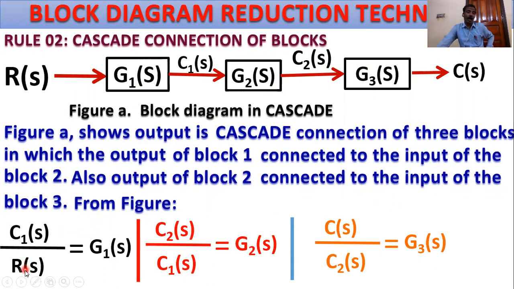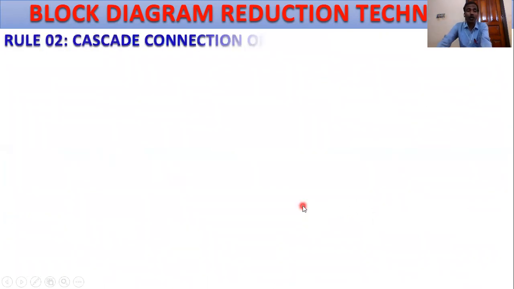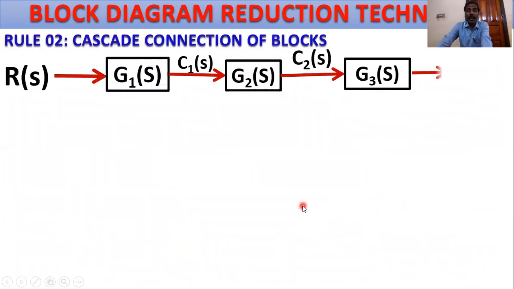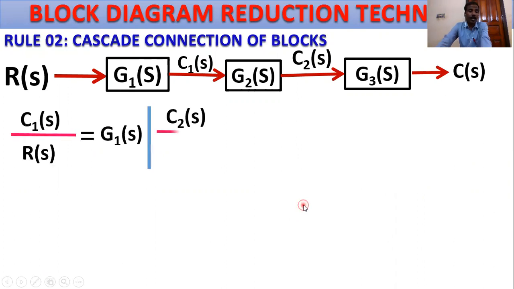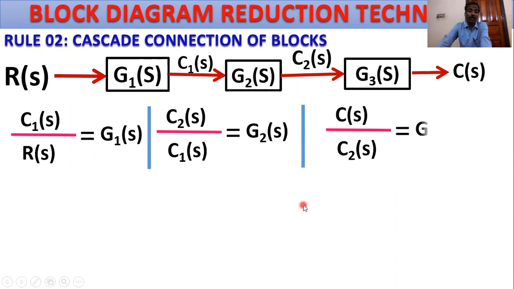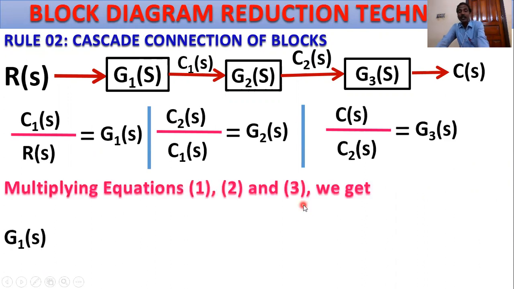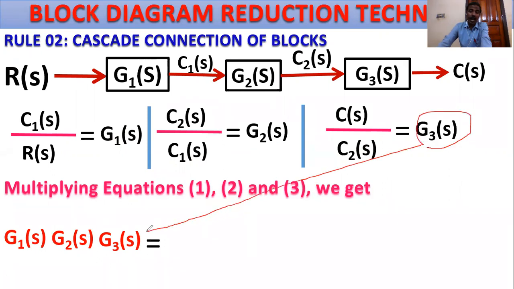For the first block, the transfer function is C1(S) by R(S), for the second G2(S) is C2(S) by C1(S), and for the third G3(S) equals C(S) by C2(S). This is the cascade block diagram, already discussed. Then multiplying equations 1, 2, and 3, we get G1(S) into G2(S) into G3(S). First, the right hand side multiplication: G1(S), G2(S), and G3(S).